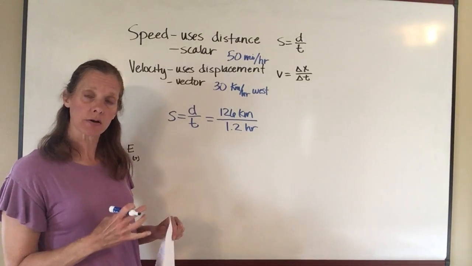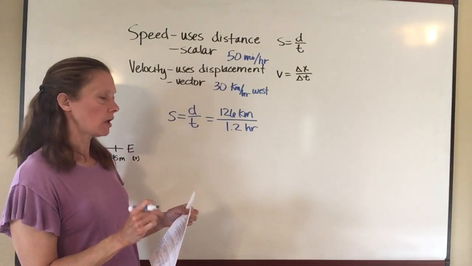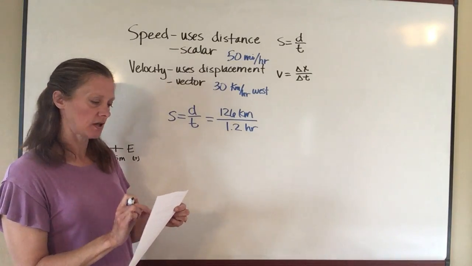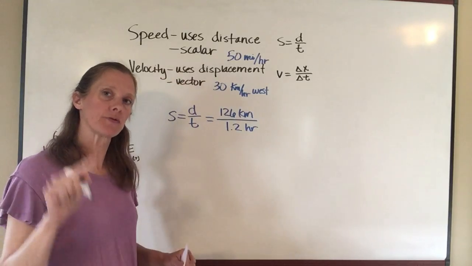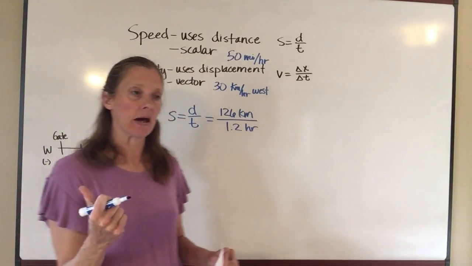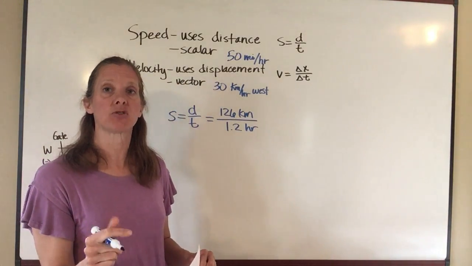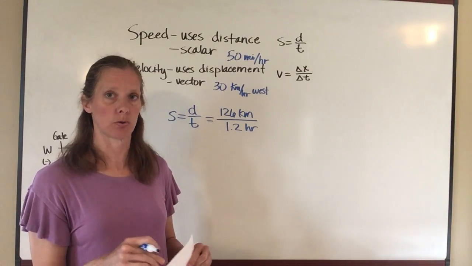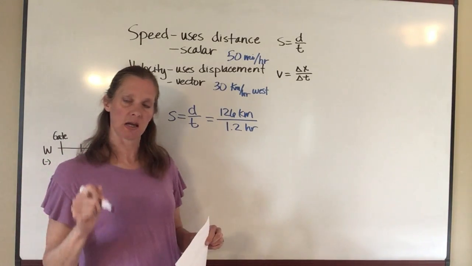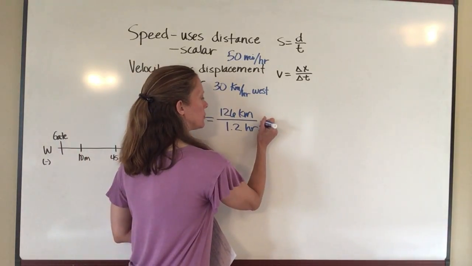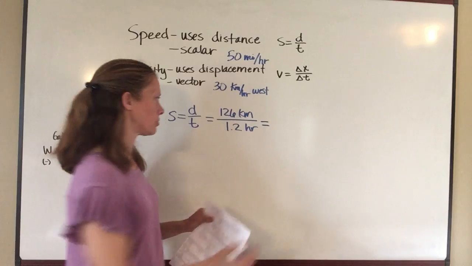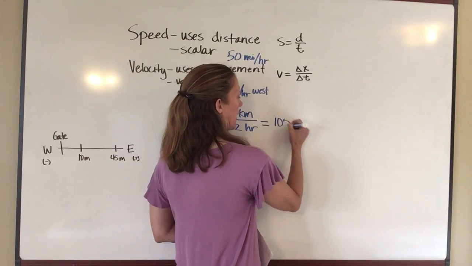So when you take your calculator, you're going to punch in 126 divided by 1.2. So again, if you don't have your calculator, go get it and make sure that you're getting the same answers that I'm getting so that you know what you're doing, okay? So type in 126 divided by 1.2, and you should get an answer of 105.